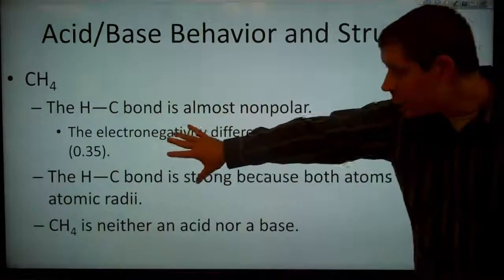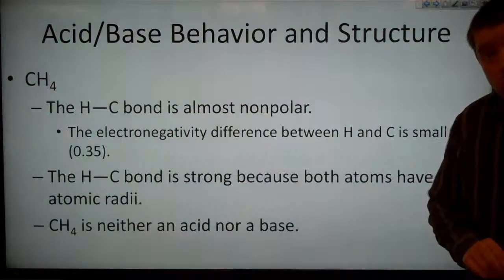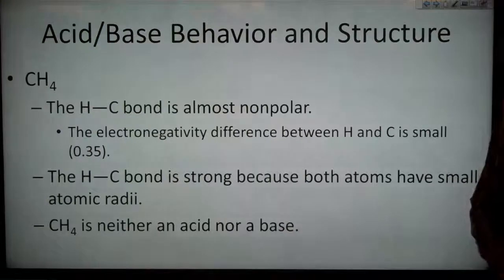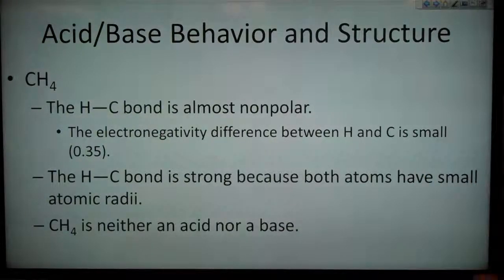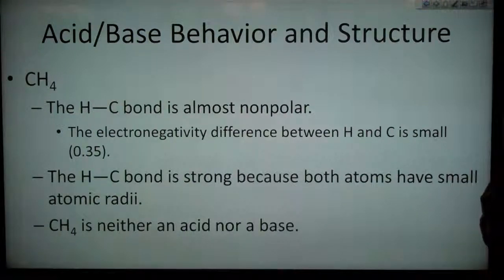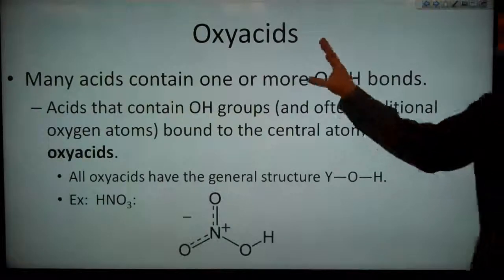And these two combined, the relatively low polarity and the relatively small sizes, which means that it's a strong bond, means that methane is neither going to act as an acid nor a base. So now let's look at oxyacids.